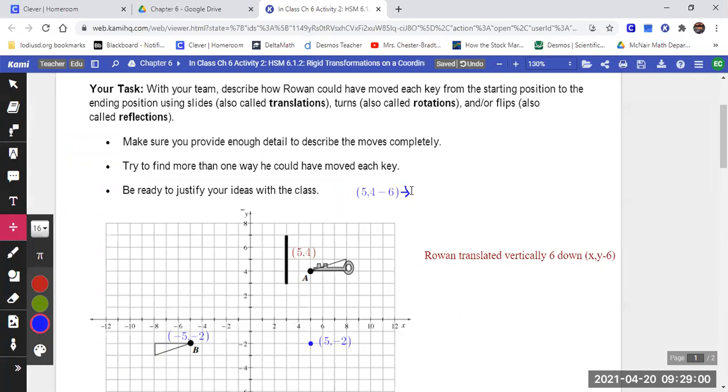Okay, so when we're thinking about translations, we want to think about how are we changing the x? How are we changing the y? All right. So that got us to our first point here.